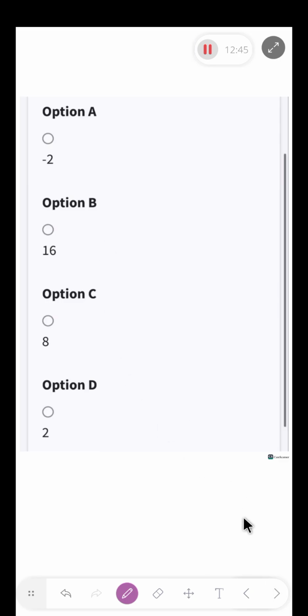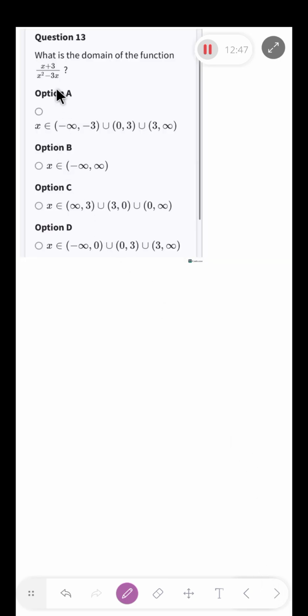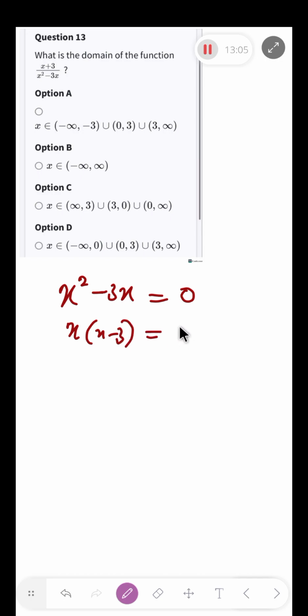Next question. What is the domain of this function? The domain of this function is actually, you have to find where the function is undefined first, which is x squared minus 3x. Equate it to 0 and then find the result. That is, you have x of x minus 3 equals 0, right? And then I have x equals 0 or x equals 3. x equals 0, x equals 3 simply implies that you have this thing to be undefined.